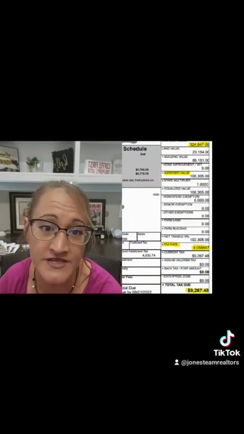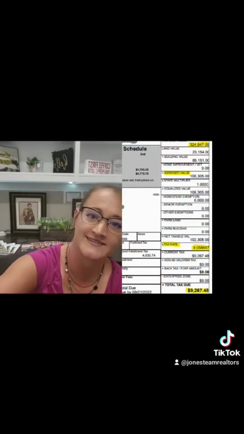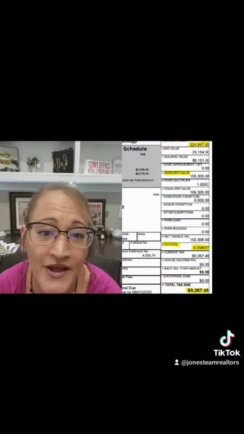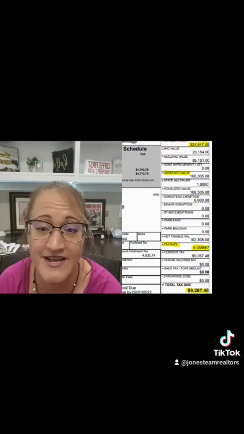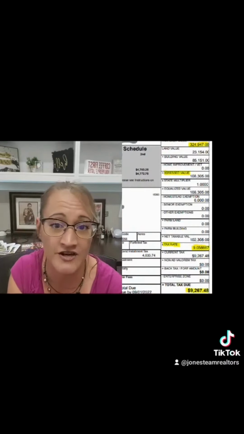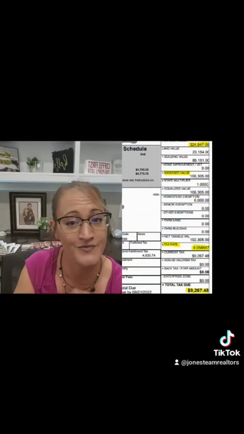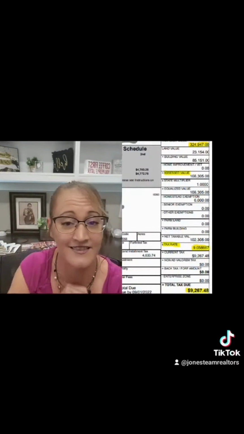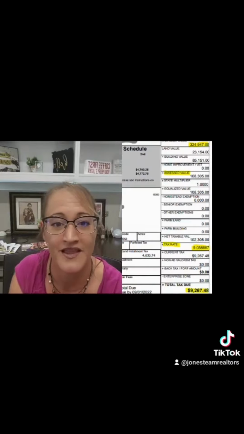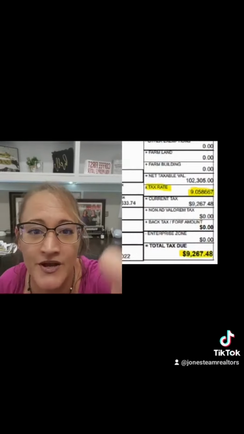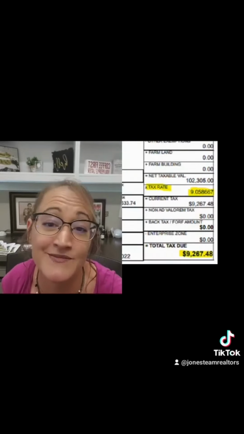Now that reduces the total net taxable value, which is over here, and you multiply that by your local tax rate. So there are two things that can change every single year: your assessed value based on the fair market value, and the tax rate in your local township and county. When you multiply one by the other is when you come out with what that tax bill is for the year.